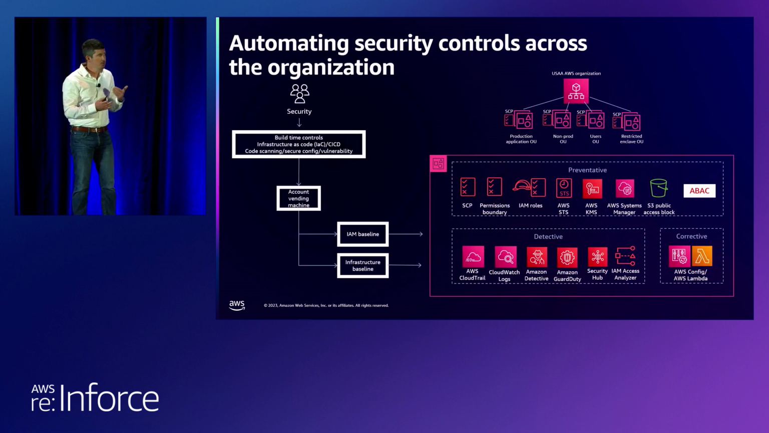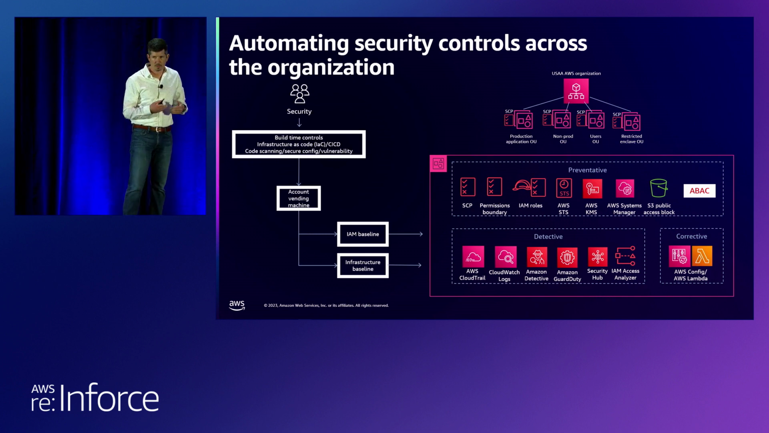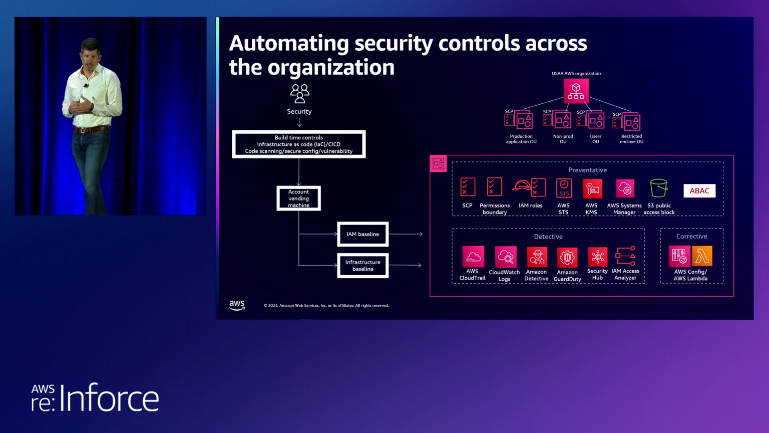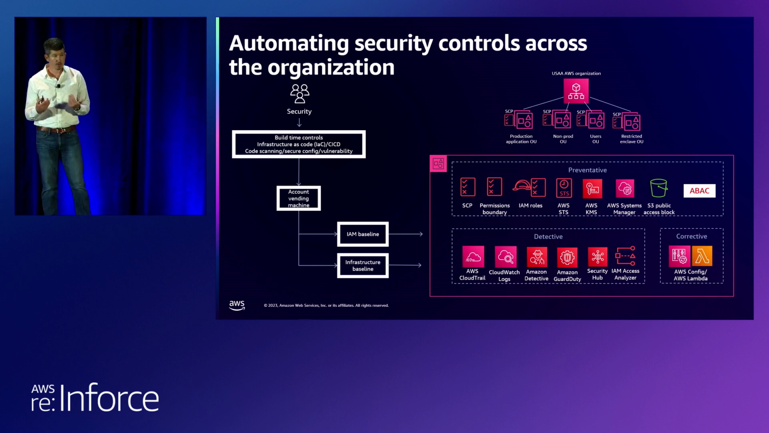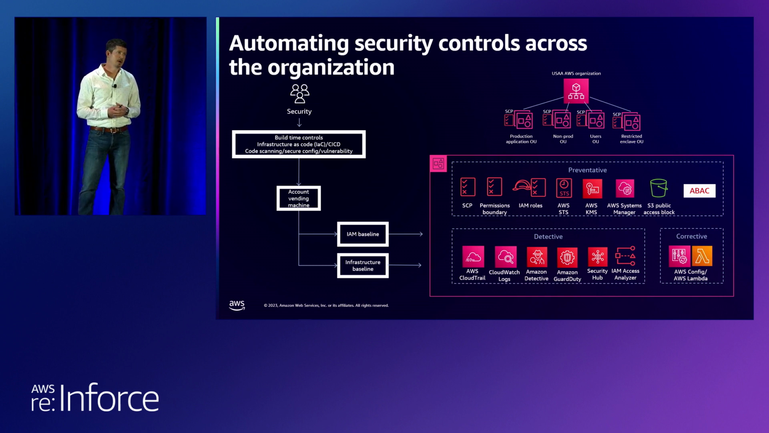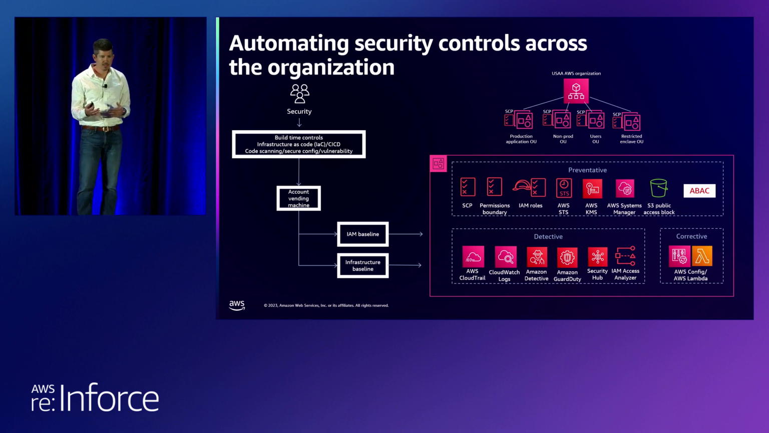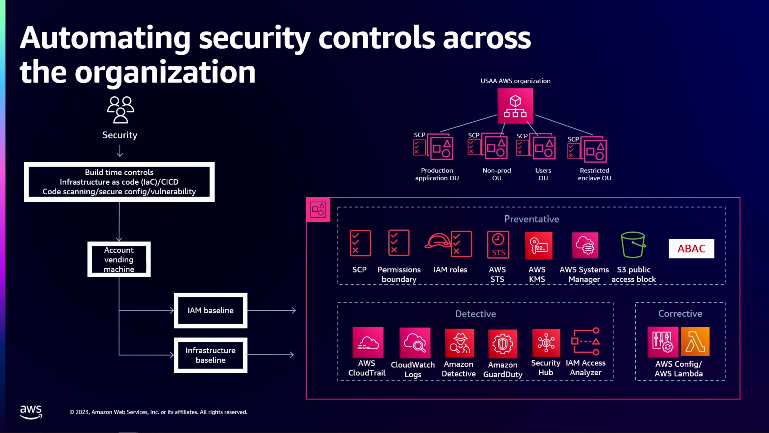So there's two key aspects I want to communicate now around what was important with our data perimeter journey. And the first is how we automate security controls across the organization at scale. And the second is how we still empower developers to deliver in an agile fashion to create applications successfully. And so here you see a visual of automating security controls across the organization.